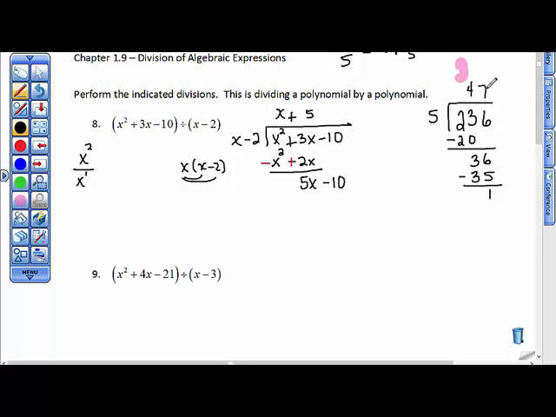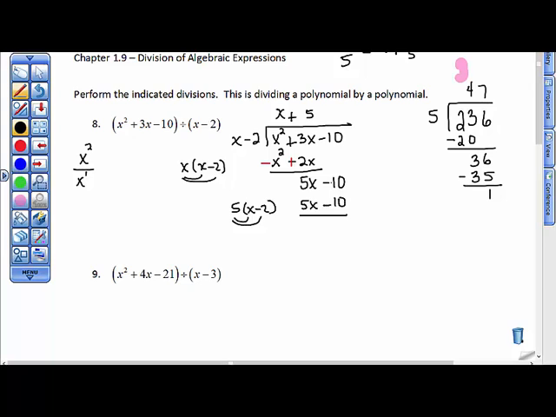So much like over here, the 7 got multiplied by the 5 to get the 35. I'm going to take this 5 and multiply it by x minus 2 and put it right here. So I'm going to take the 5 times the x minus 2, and I'll get 5x. Oh, that's good, because I want these to match. And a minus 10 right there.